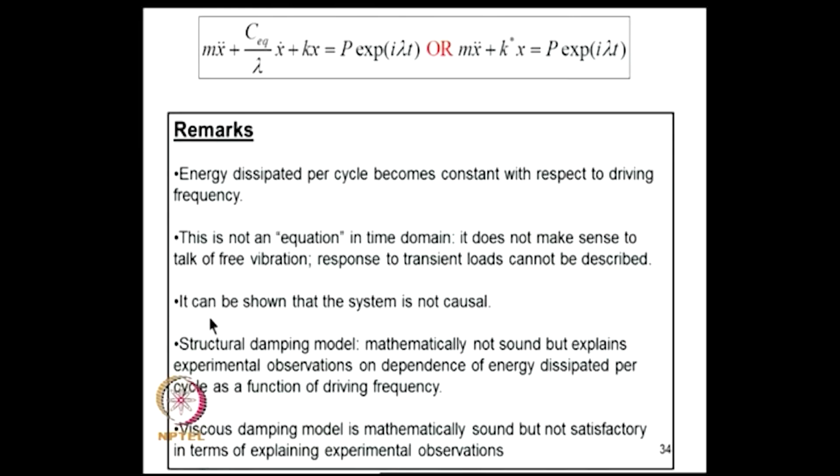We can show in fact that this system is not causal. So, it violates one of the physical or mathematical requirements, that the impulse response function for this system is not 0 for time less than 0. So, we can summarize now: the structural damping model is mathematically not sound, but explains experimental observations on dependence of energy dissipated per cycle as a function of driving frequency correctly. This description is captured correctly. Whereas, the viscous damping model is mathematically sound, but not satisfactory in explaining experimental observation. So, we have to live with these limitations.